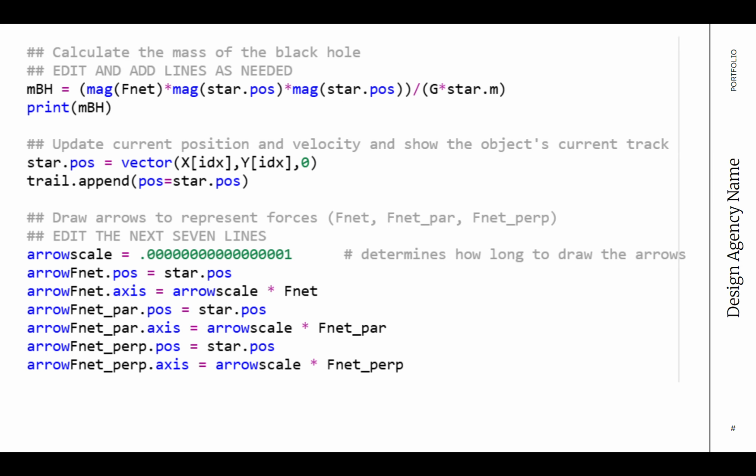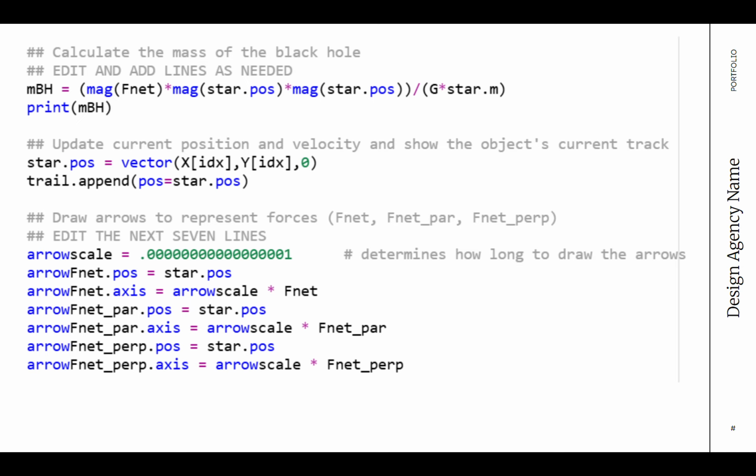And then to find the mass of the black hole, it's the magnitude of the net force times the magnitude of the star's position squared, over the universal gravitational constant times the star mass. Which is how we got the number I said earlier.